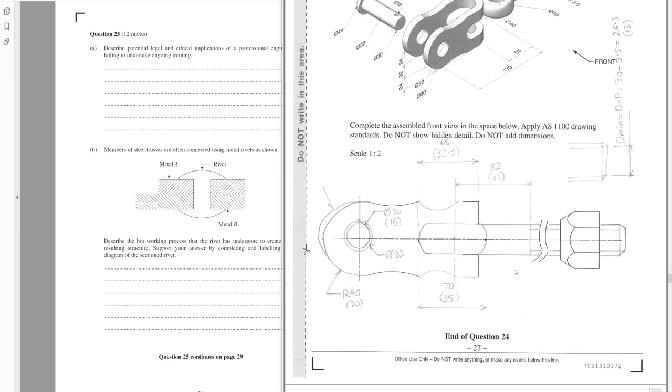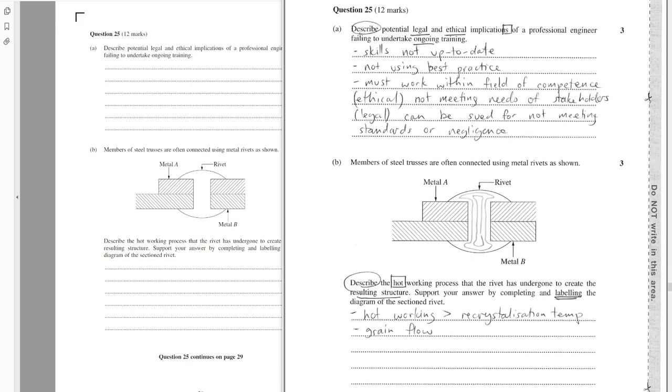Okay. Describe the potential legal and ethical implications of not doing ongoing training. That's an interesting question. Good one that I could put in my notes somewhere, but let's have a look at what I wrote. Okay. If you don't do ongoing training, your skills might not be up to date. If you're not up to date, you might not be using best practice.